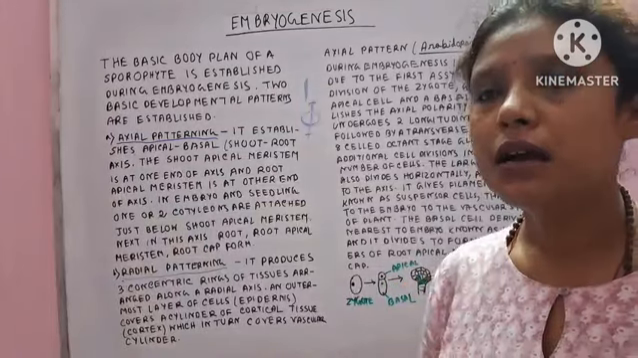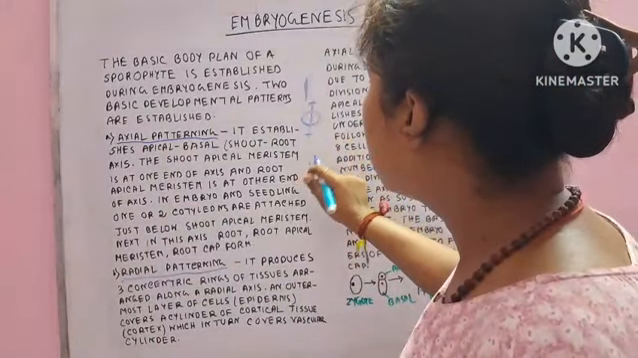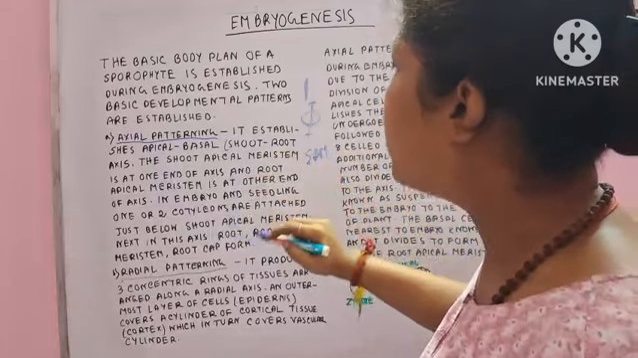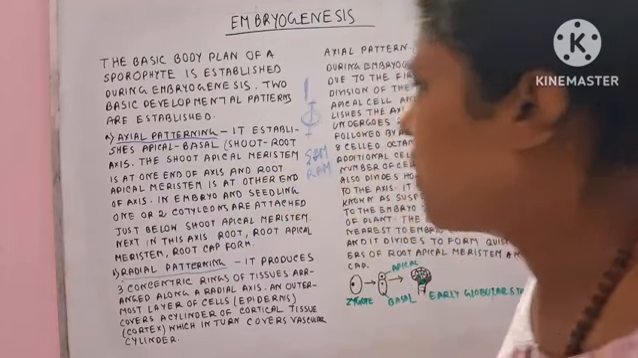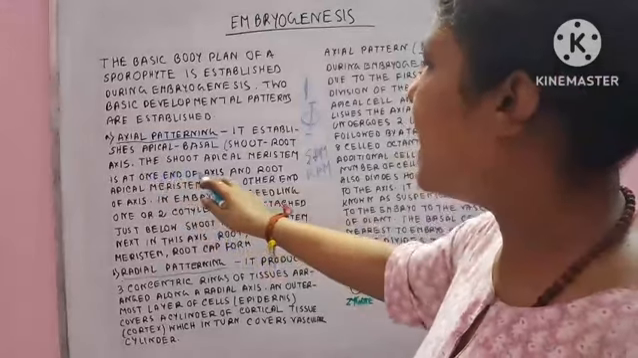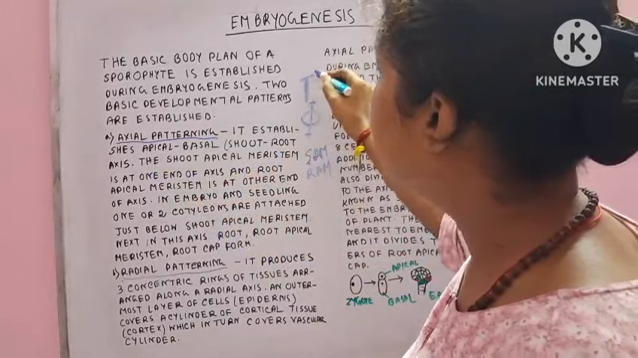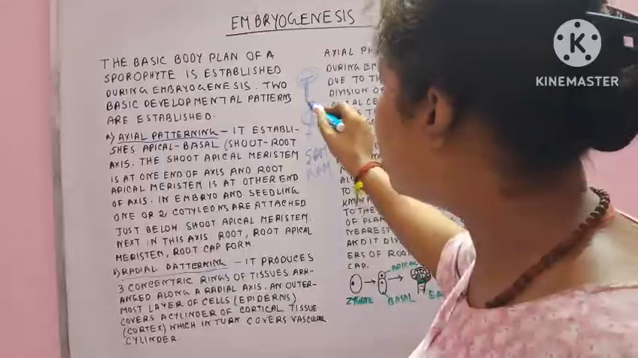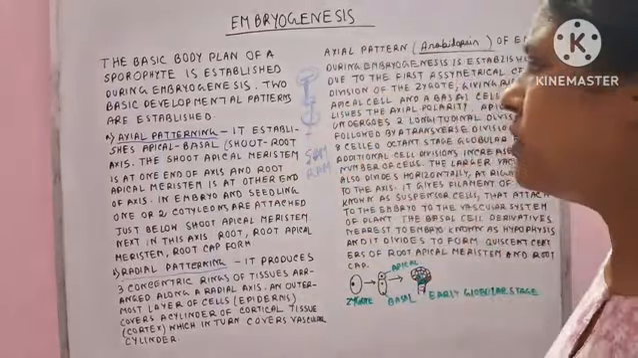In short form, SAM means the shoot apical meristem, and RAM is the root apical meristem. So the shoot apical meristem is at one end of the axis. If this is the axis, in the upper portion the shoot apical meristem will develop, and in the lower part the root apical meristem will develop.